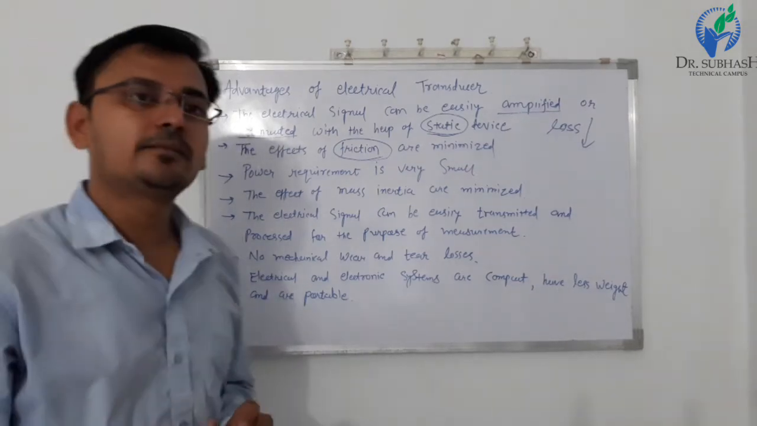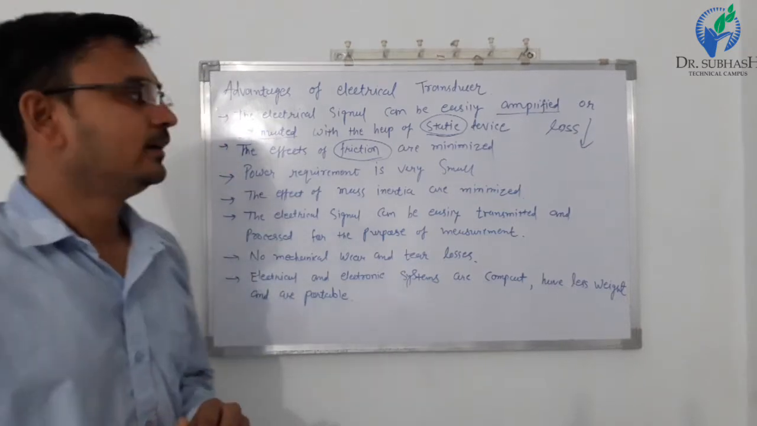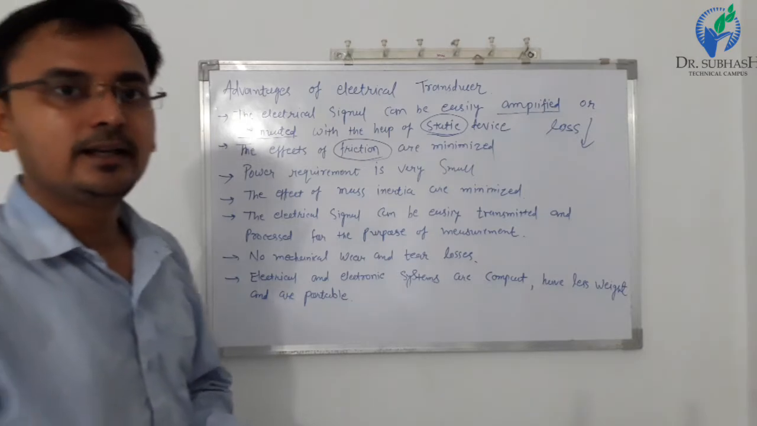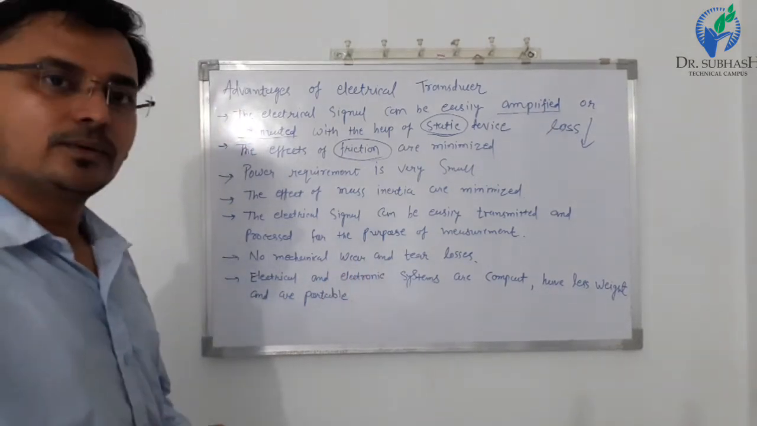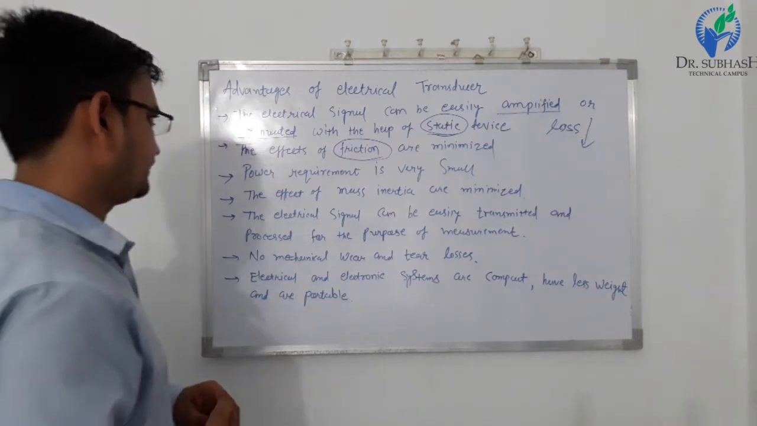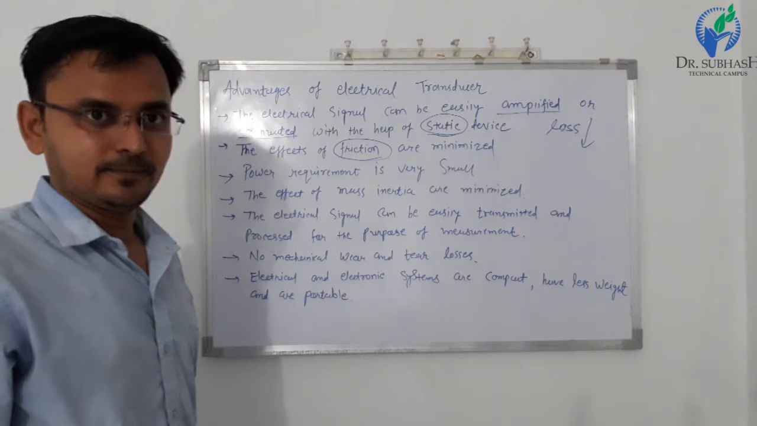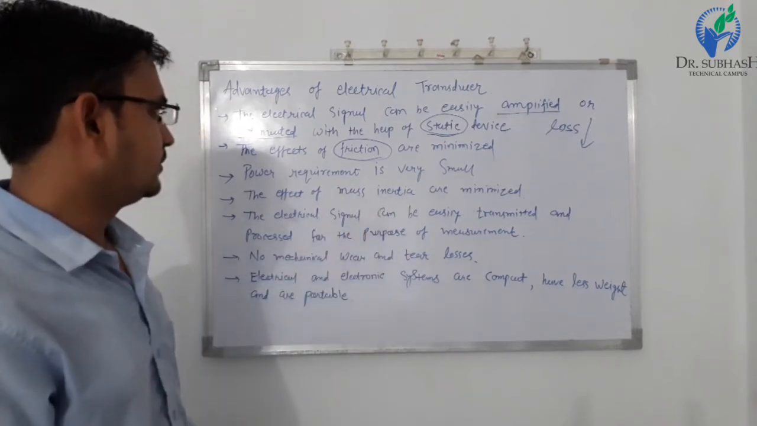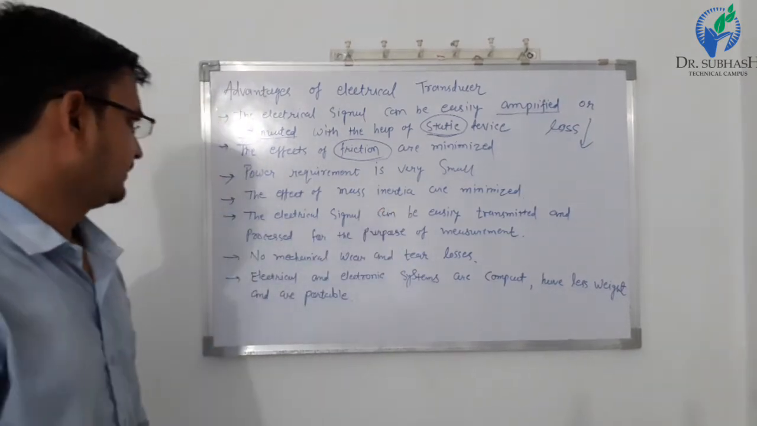See, in a mechanical type transducer, a large amount of energy and power is required. But in an electrical transducer, the power requirement is very less. So 5 volts is enough for the operation of an electrical transducer. The effects of mass inertia are minimized. This is also a mechanical term. So in an electrical transducer, these problems are minimized.